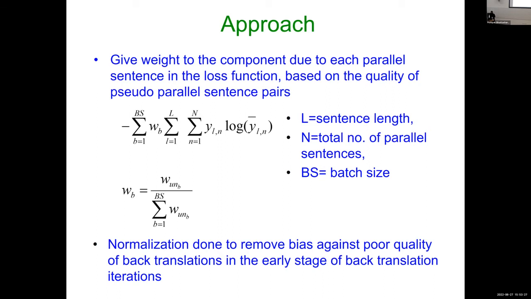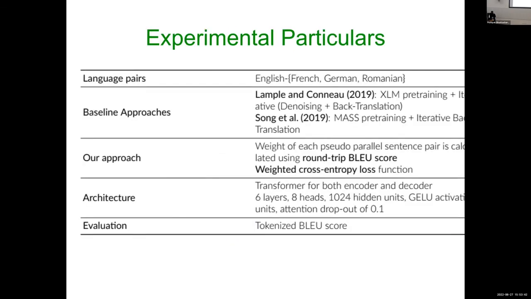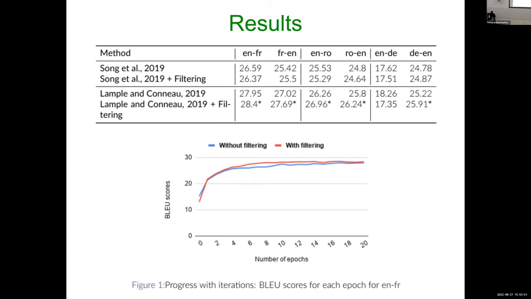The BLEU score is obtained from the reference translation. So the loss function included feedback from the BLEU score from the reference translations, and this could filter out bad quality back-translated data. Again, there were baseline systems, Lample and Ponyo and Song et al. And we could demonstrate an accuracy improvement which satisfied the test of significance.